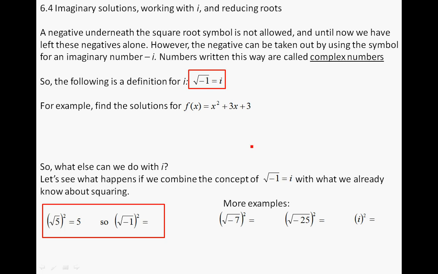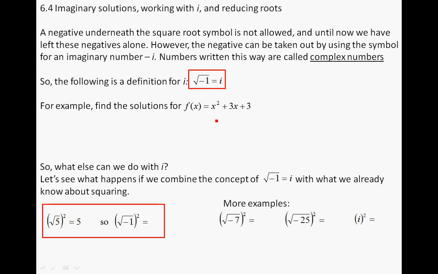Okay, let's look at imaginary numbers, and then we'll reduce some square roots and put it in context. So imaginary numbers are basically just a definition, and the way it works is that the square root of a negative 1 is called i. So what that means is that you can take out negatives when they're underneath square roots, and instead of writing the negative, you're just going to write an i.